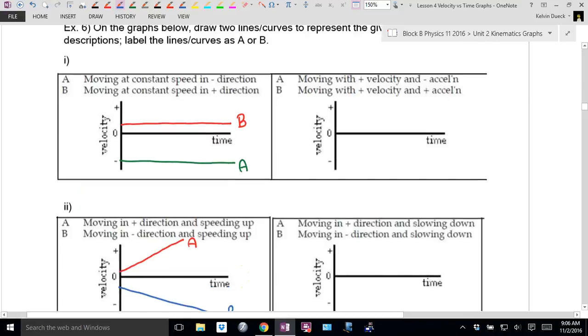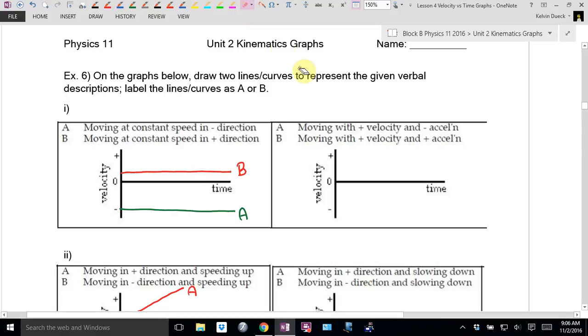Let's go back and do this one up here now. Moving with a positive velocity and a negative acceleration. When I say acceleration on a velocity versus time graph, what am I really talking about? I'm looking for a word that begins with the letter S and rhymes with Pope. So positive velocity and negative slope. I think the only thing would be something like that, yeah? Positive velocity, we're above the x-axis. Negative slope. Let's call that line A.